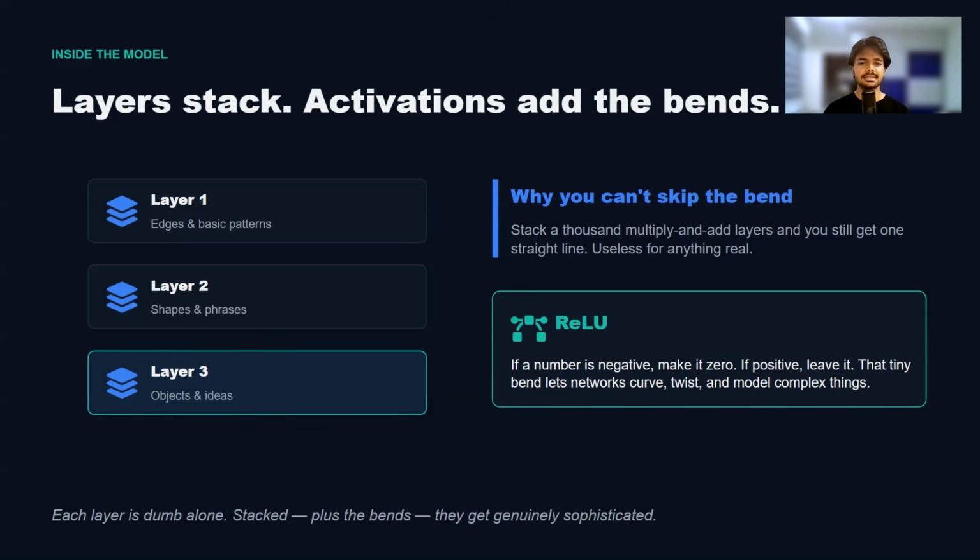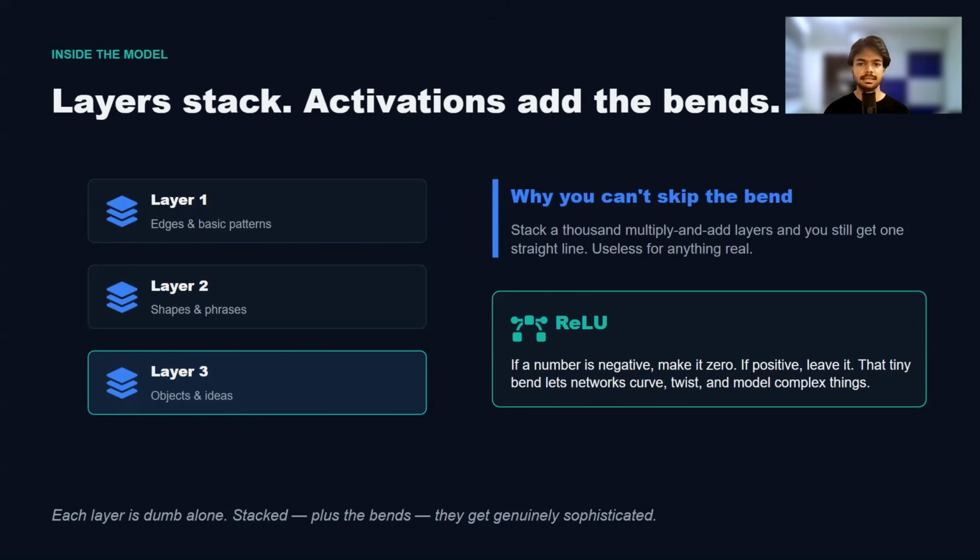So between layers, we add a tiny non-linear step. The most common one is a rectified linear unit, which does something almost insultingly simple. If a number is negative, it makes it zero. If it is positive, just leave it. That one small little bend in the line is what lets networks curve, twist, and the model genuinely understand and spew out complex things. So that's the inside. Layer stacking, transformations, activations, adding the bends, and weights tuning the whole thing.